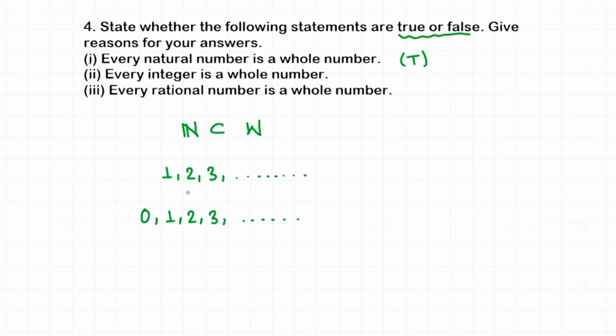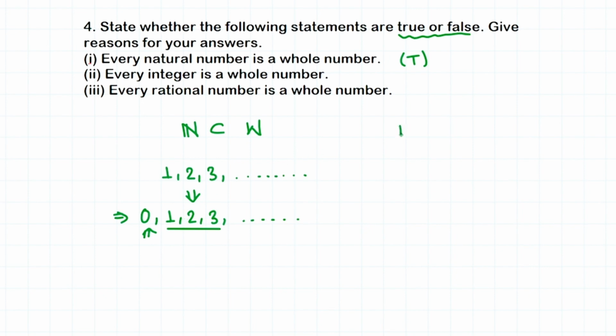So all the natural numbers are obviously whole numbers, because we start our natural numbers with 1, whereas we start our whole numbers with 0, right? So obviously the whole numbers have all the natural numbers. Actually, it has one extra number. That's a different thing. But all natural numbers are obviously whole numbers, okay?